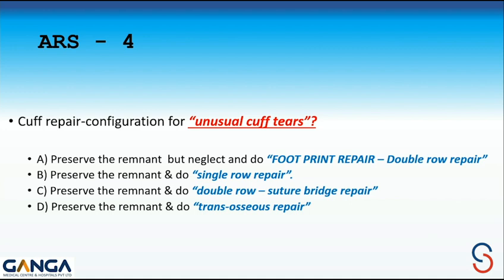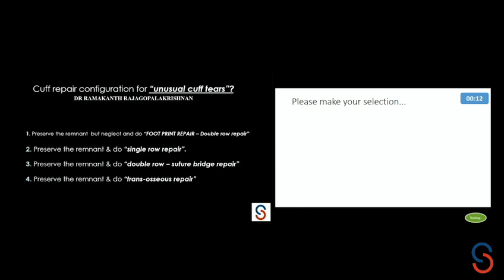So that brings us to the last ARS question. Preserve it, so what to do? Just neglect the remnant and do a single row or a double row, a suture bridge, or the transosseous repair.